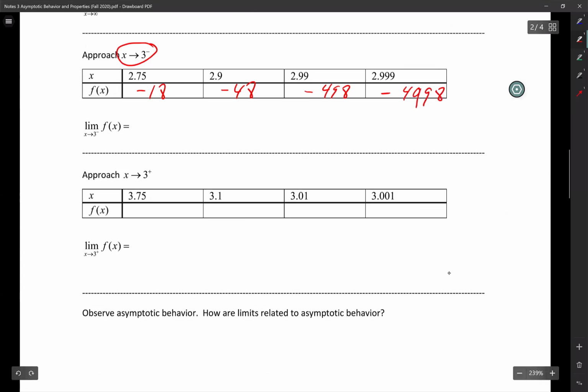4,998. So this looks like negative infinity. And then the one on the right from 3.75, 8.6666, okay? 52, 502, and 5,002. All right. And then that one is not converging to anything, so it just looks like it's getting bigger and bigger. So there it is, guys. It's not converging to anything. It just gets larger and larger in the negative direction.